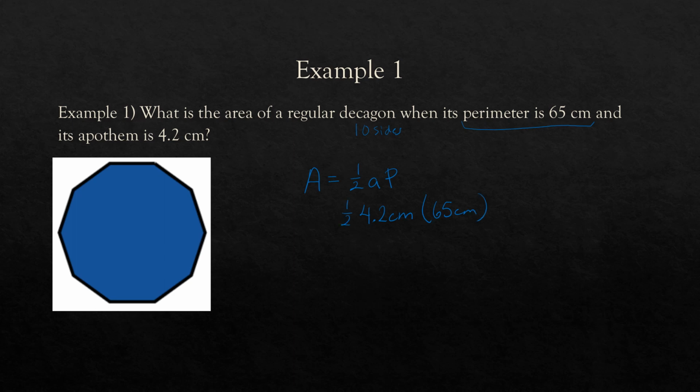So our area is 1/2 times 4.2 times 65. 1/2 times 4.2 is going to be 2.1. 2.1 times 65 will be 136.5. And this is centimeters squared because originally we had centimeters times centimeters. So these area formulas you can memorize, or you can just remember where they came from and work it out anytime you need that formula.